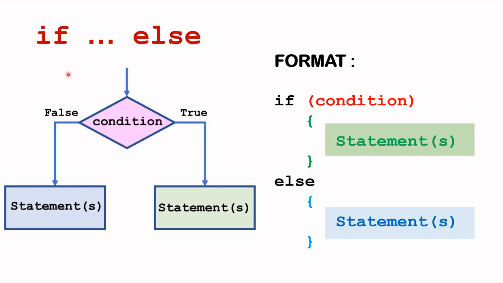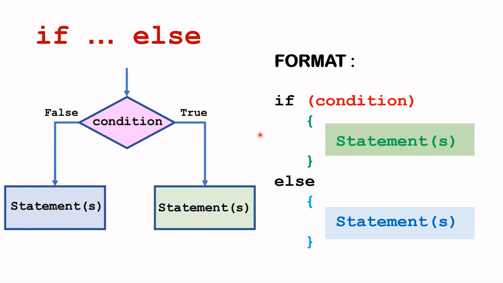Okay, so let's take a look at the if-else construct. Here we have the flowchart for the if-else construct. The program flow enters the condition portion, and if the condition is true, the path will take us to this statement or statements, which will be executed. If the condition is false, then the program flow will go down this way and execute the statement or statements here.